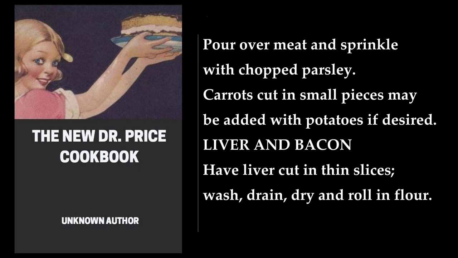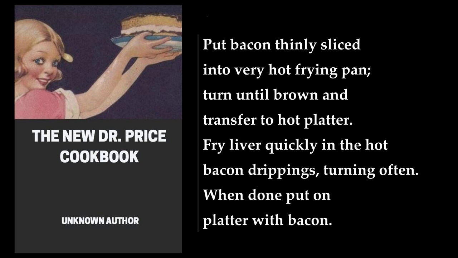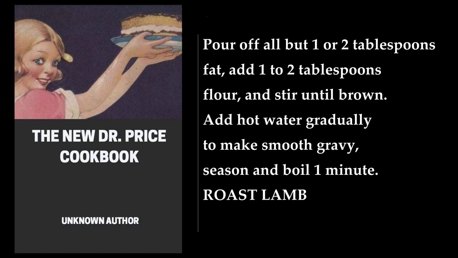Liver and bacon. Have liver cut in thin slices, wash, drain, dry and roll in flour. Put bacon thinly sliced into very hot frying pan. Turn until brown and transfer to hot platter. Fry liver quickly in the hot bacon drippings, turning often. When done, put on platter with bacon. Pour off all but 1 or 2 tablespoons fat, add 1 to 2 tablespoons flour, and stir until brown. Add hot water gradually to make smooth gravy, season and boil 1 minute.